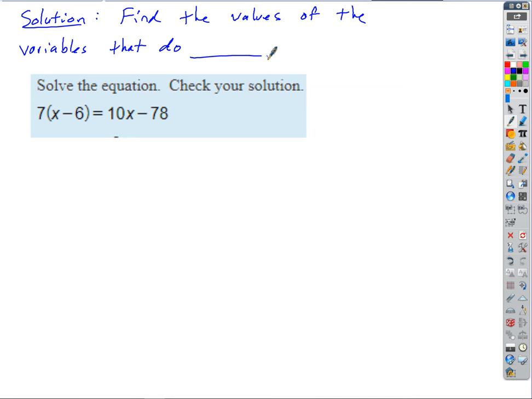We're trying to find the values. What's our answer going to look like? I don't need any specific answer, but x equals just some number, and we'll know that we're right if we plug that back in and it makes the equation work, correct? So our goal here is always to find the values of the variables that satisfy the equation and make it true, okay?